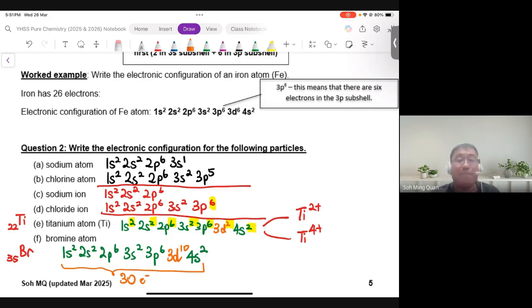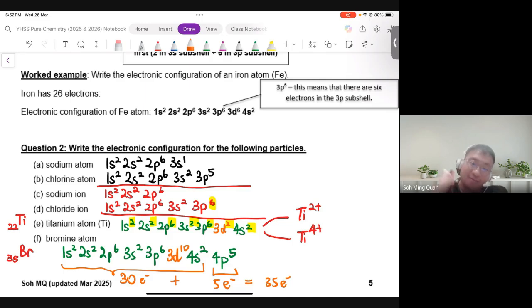Right? But bromine has 35. So what next after 3d? It must be 4, because the third shell got no more subshell. The third shell only has S, P, D. Right? It must be the fourth shell now. So the fourth shell, but S is already done. What's after S? P. So 4p5. And that's how you get 35. Okay? So bromine is 1s2, 2s2, 2p6, 3s2, 3p6, 3d10, 4s2, 4p5.